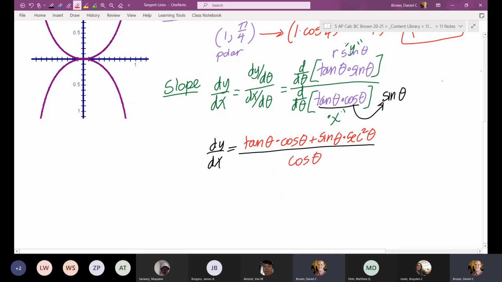Could simplify, but this is going to be pretty easy to plug in. We're trying to find the tangent line at theta is equal to pi over 4. So I can go ahead and just plug that in pretty easily. Tangent of pi over 4 is 1. Cosine 1 over root 2. The sine of it, 1 over root 2. Secant, I think reciprocal of cosine. That's going to be root 2. Squaring it is going to be just 2. And then the cosine of pi over 4, 1 over root 2.